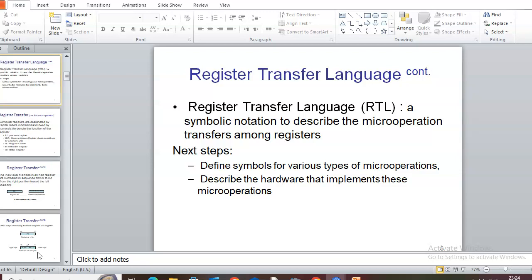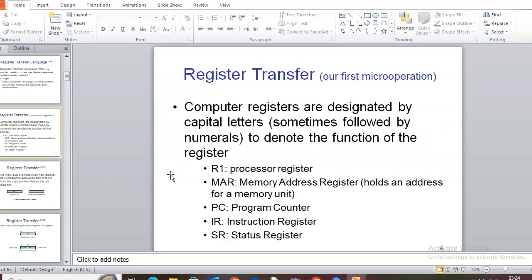So coming to the computer registers, they are designated by capital letters like R1, MAR, that is memory address register, program counter, instruction register, like that. Sometimes it will be followed by numerals, that is R1, R2, R3. So we have different numbers of registers under the same name, so we need to use the numerals to denote the name of that particular register, and sometimes it is also used to denote the function of the register.